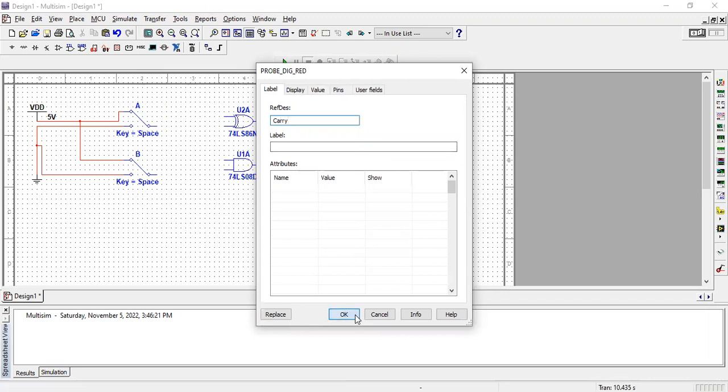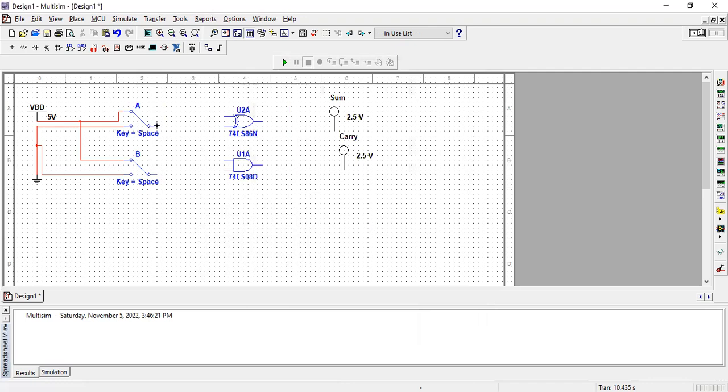Now I need to connect my inputs with my logic gates. You can see that.